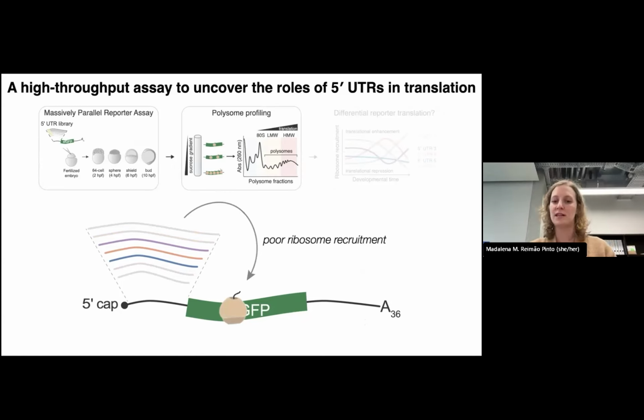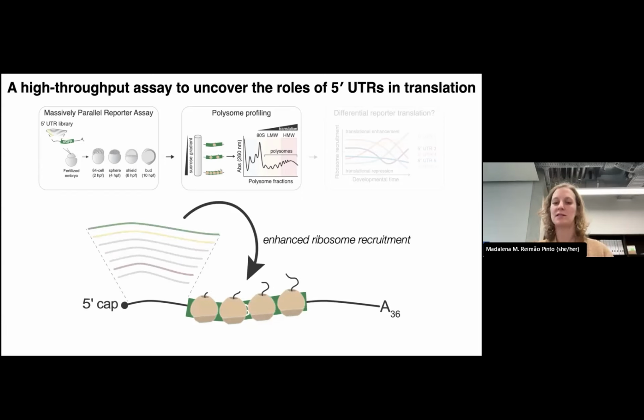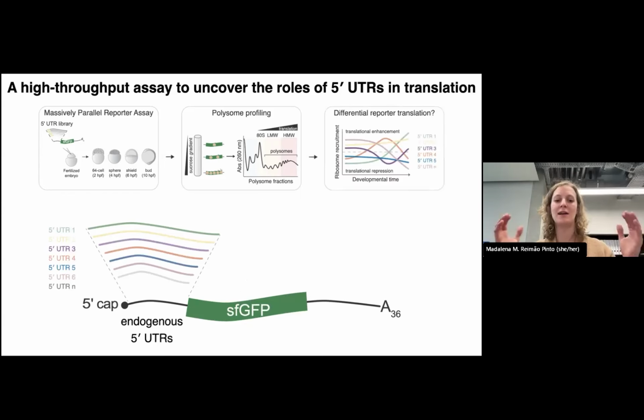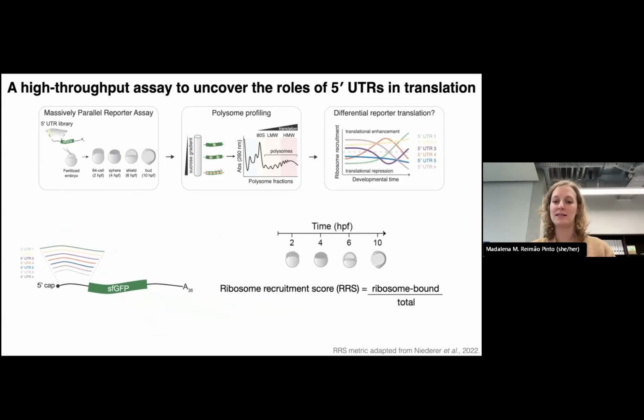So if there's a 5' UTR that leads to poor ribosome recruitment, these are going to be physically in the free fraction of the polysomal profile. But if there are enhancing features in the 5' UTRs, this is going to lead to enhanced ribosome recruitment, and these reporters are going to be shifted towards the right on these polysome fractions, towards the high molecular weight fractions, which is a proxy for enhanced translation. By performing high throughput sequencing to recover 5' UTR reporter information, we can then couple 5' UTR sequence to translation initiation behavior. And we analyze this data by calculating a ribosome recruitment score, or RRS, which is the ratio of ribosome bound to total available for translation reporter at each stage of development.